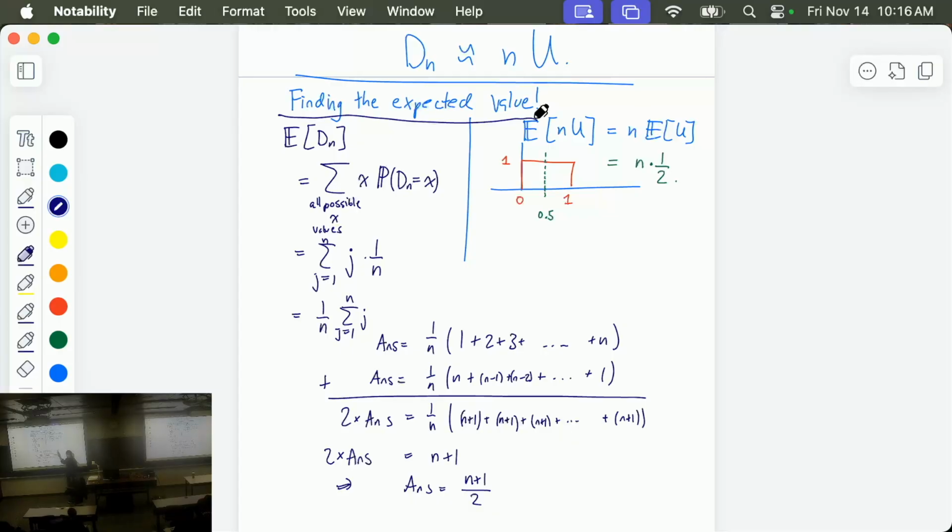Why is it 1 plus 2 plus 3 plus 4? No, it's not a silly question. The reason is that those are the values the dice roll can take. The dice could be 1 or 2 or 3. And when you do the expected value, you add up all the different values that it could take, because these are the sides of the dice, to find the average.